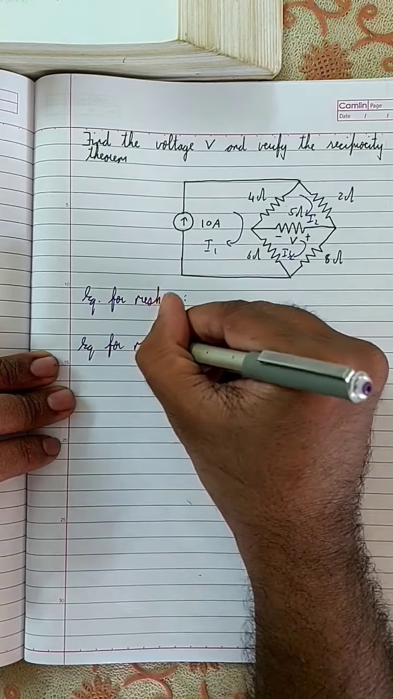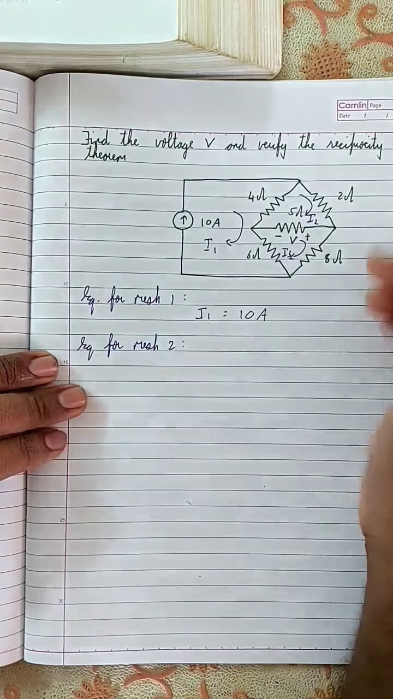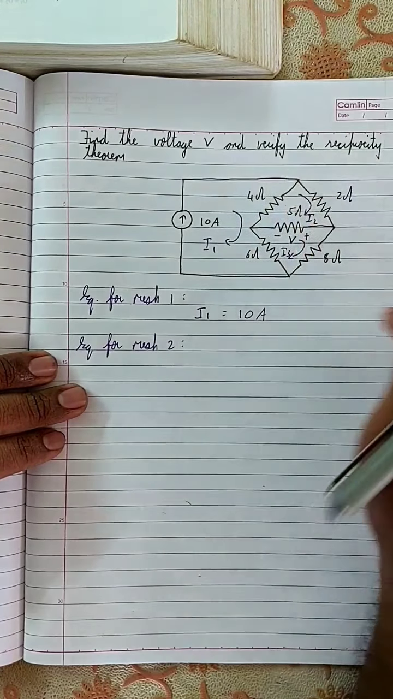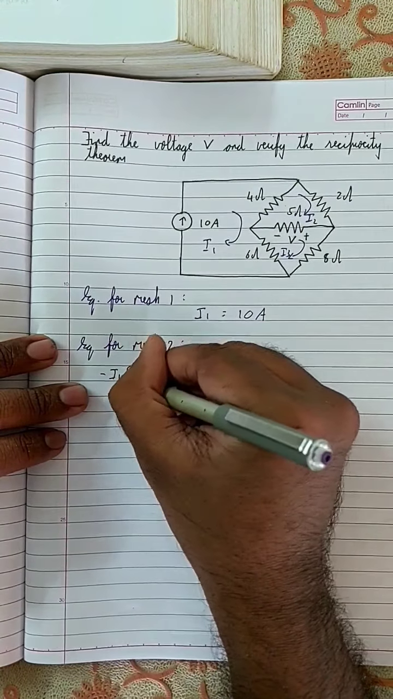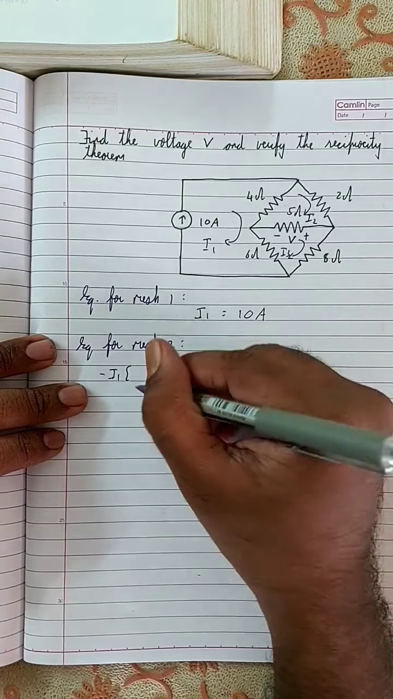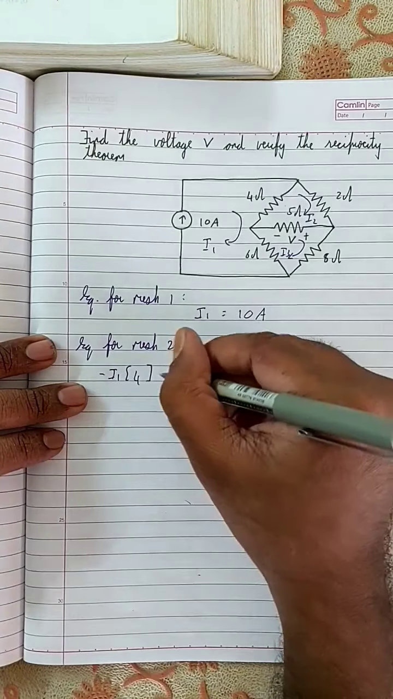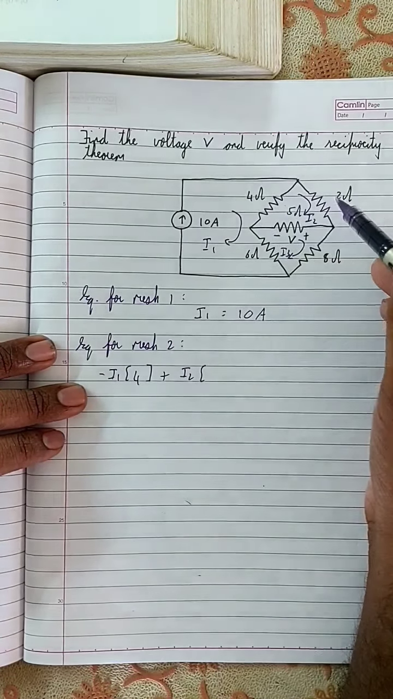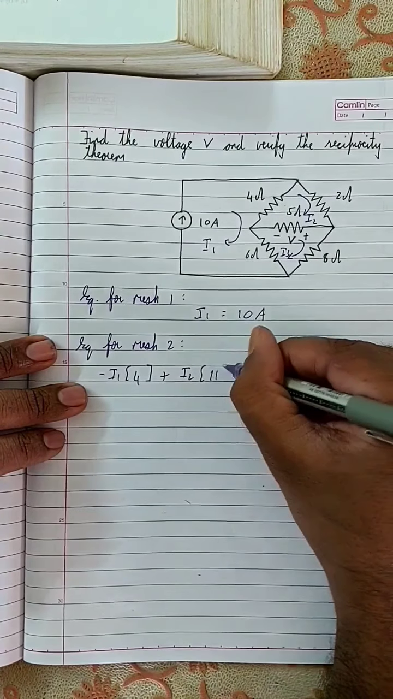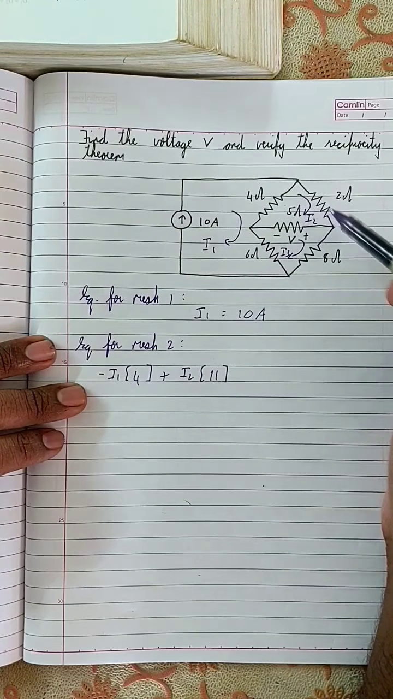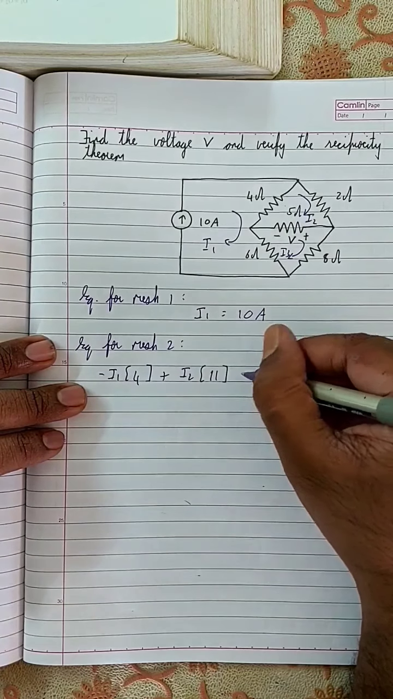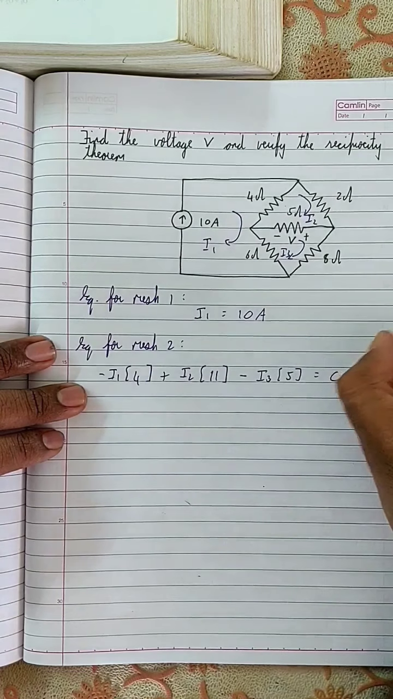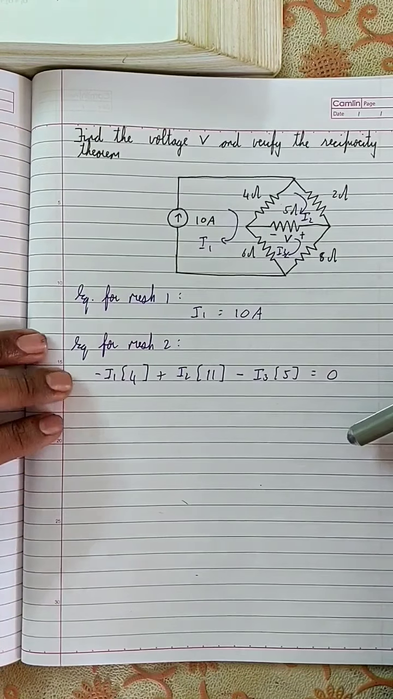For mesh 2, I2 is positive and I1 and I3 are negative. So we have minus I1 into 4, since I1 touches only this 4 ohm resistor, plus I2 into (4 plus 2 is 6, 6 plus 5 is 11) 11, and I3 touches only this resistor, so minus I3 into 5 is equal to 0. This is the equation.